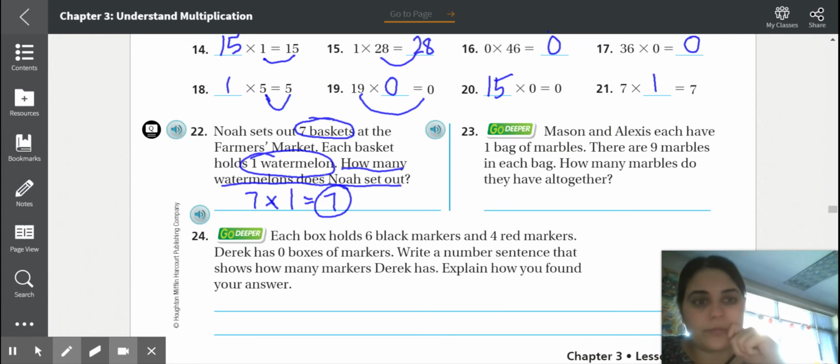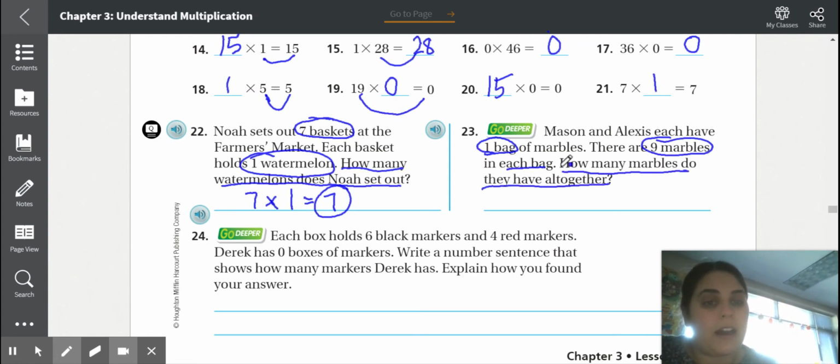Let's do number 23. Mason and Alexis each have 1 bag of marbles. There are 9 marbles in each bag. How many marbles do they have all together?